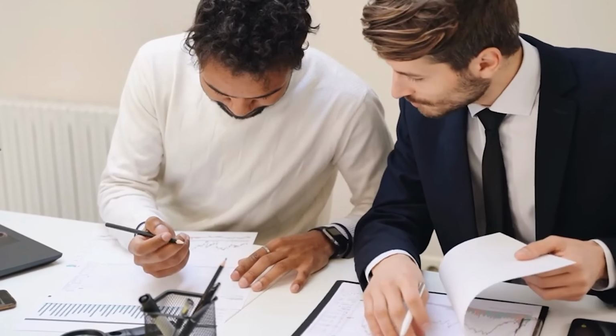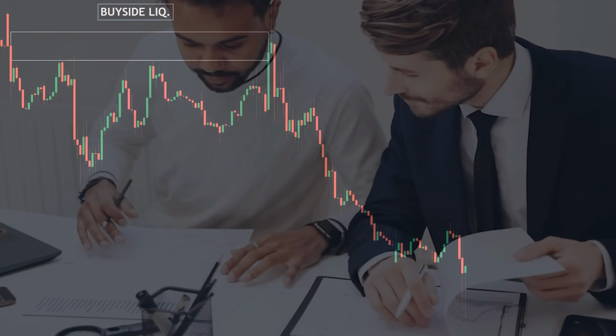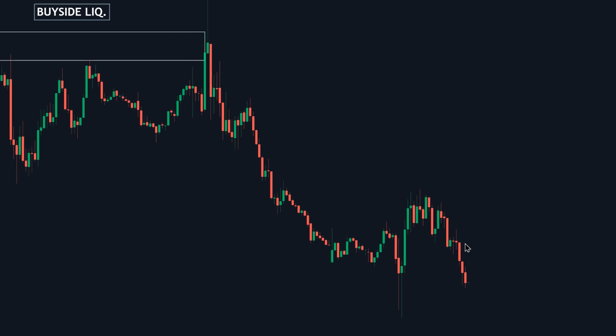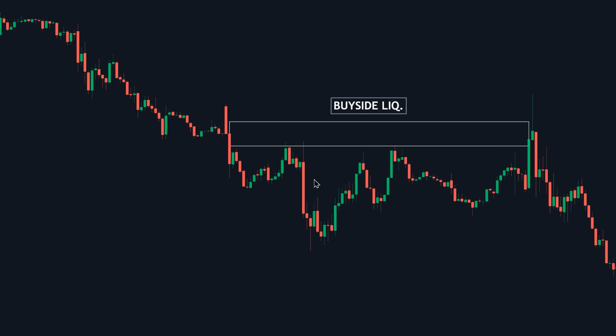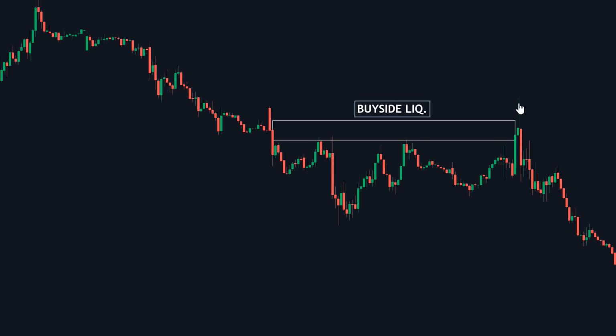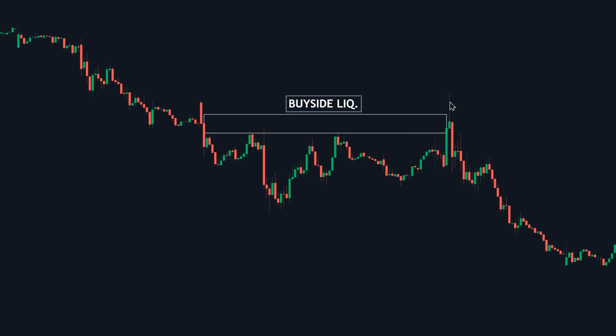The idea of liquidity is crucial for smart money traders like the big banks, hedge funds, and other major market players because they believe that retail traders like you and me often place their stop losses and pending orders at these liquidity levels. By driving prices into these zones, whether it's buy side or sell side, they can trigger and invalidate our stop losses, effectively taking our money.